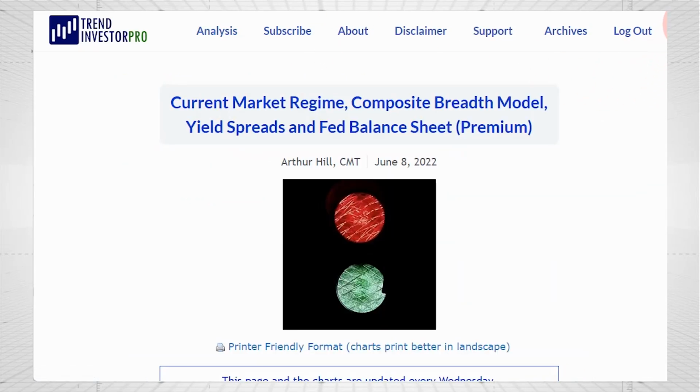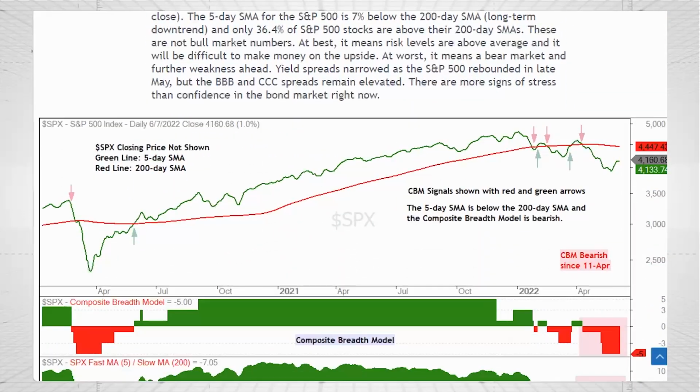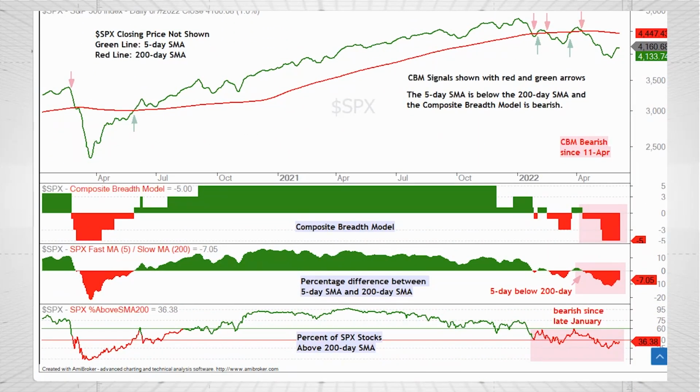And so I'm on this page now, and at the very top, I will put my composite breadth model, which kind of dictates my stance for the broader market. We can see that that model is in the middle window there, and it's currently at -5. So that means all 5 inputs are bearish. And it's been bearish since April 11th. If you look up at the top, the red arrow is when it turned bearish. We had some whipsaws earlier in the year, but whipsaws are going to happen. But right now, the composite breadth model is negative.